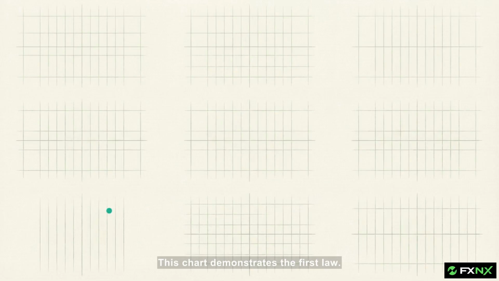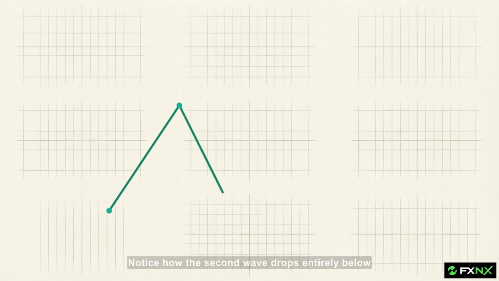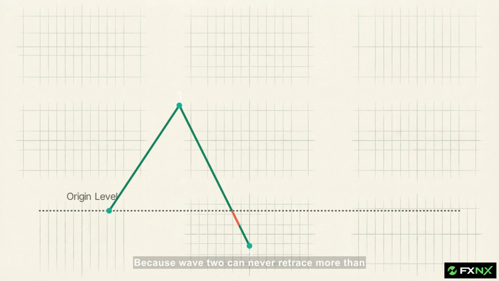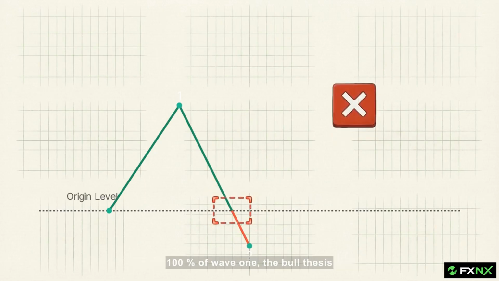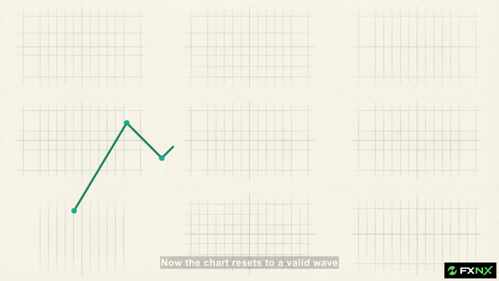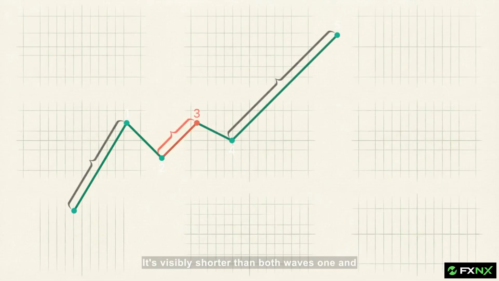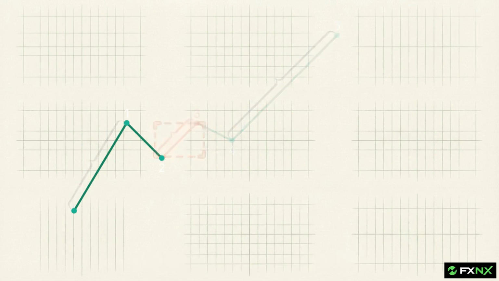This chart demonstrates the first law. Notice how the second wave drops entirely below the starting point of the first wave. Because wave 2 can never retrace more than 100% of wave 1, the bull thesis is now dead. Now the chart resets to a valid wave 2, but look at wave 3. It's visibly shorter than both waves 1 and 5. This triggers another error, because wave 3 can never be the shortest of the 3 motive waves.